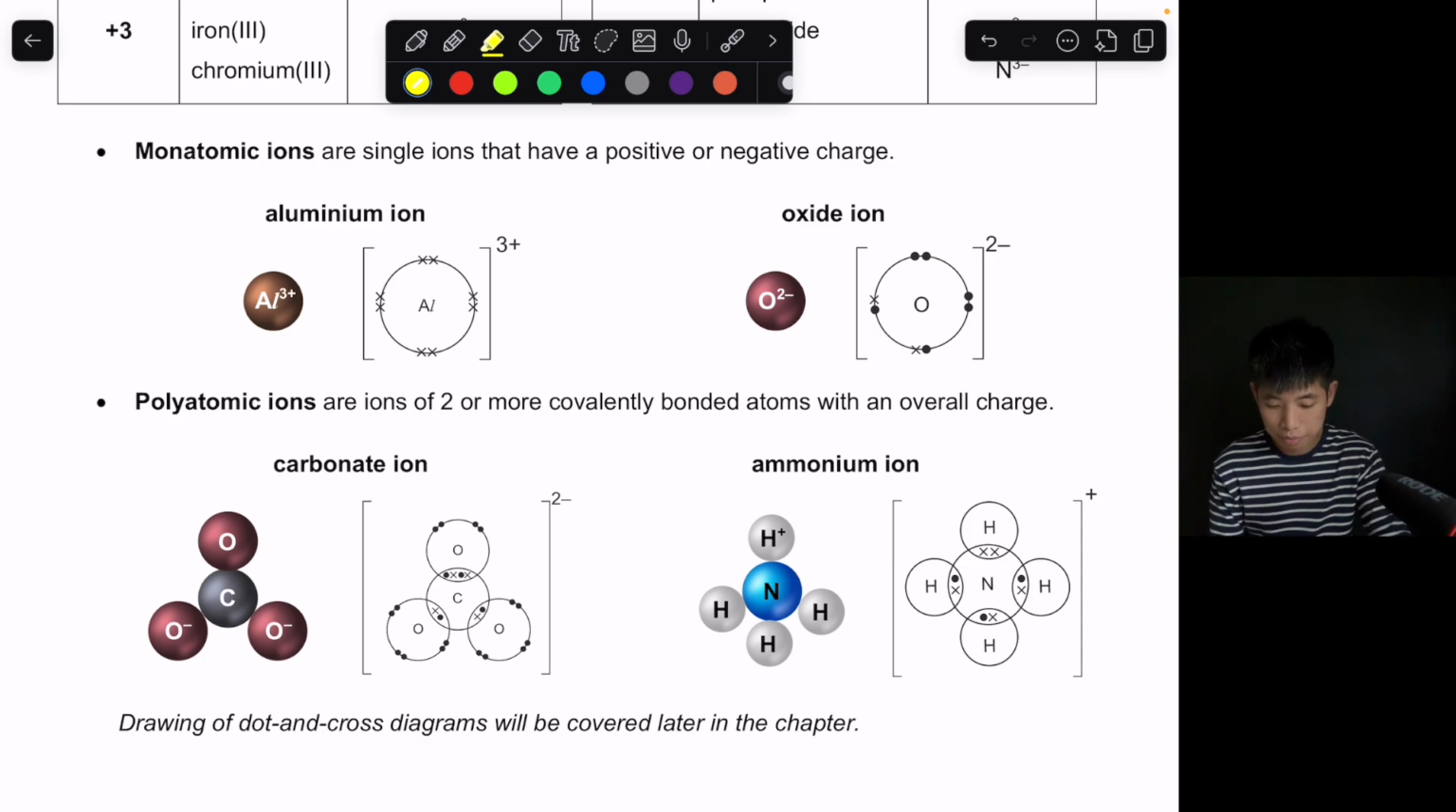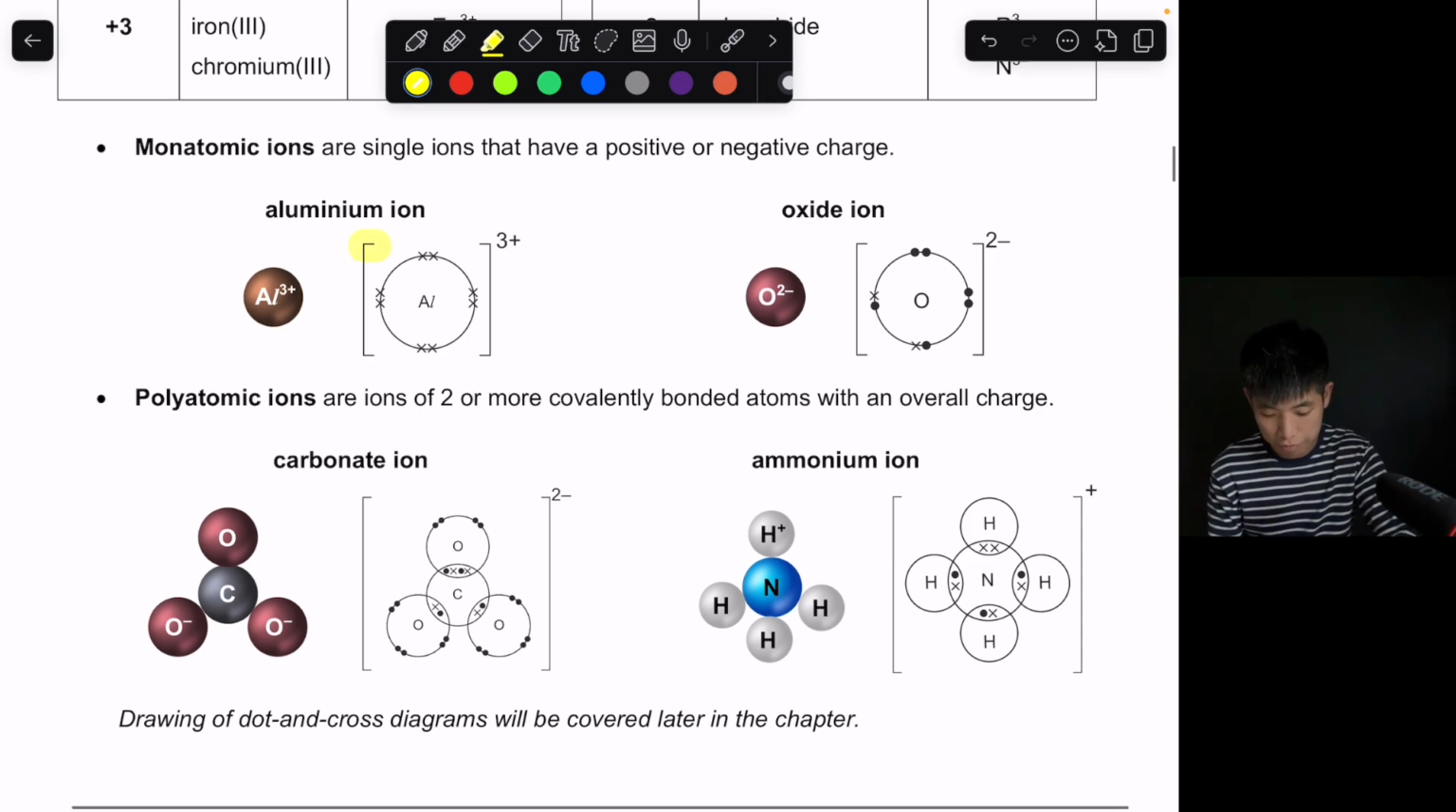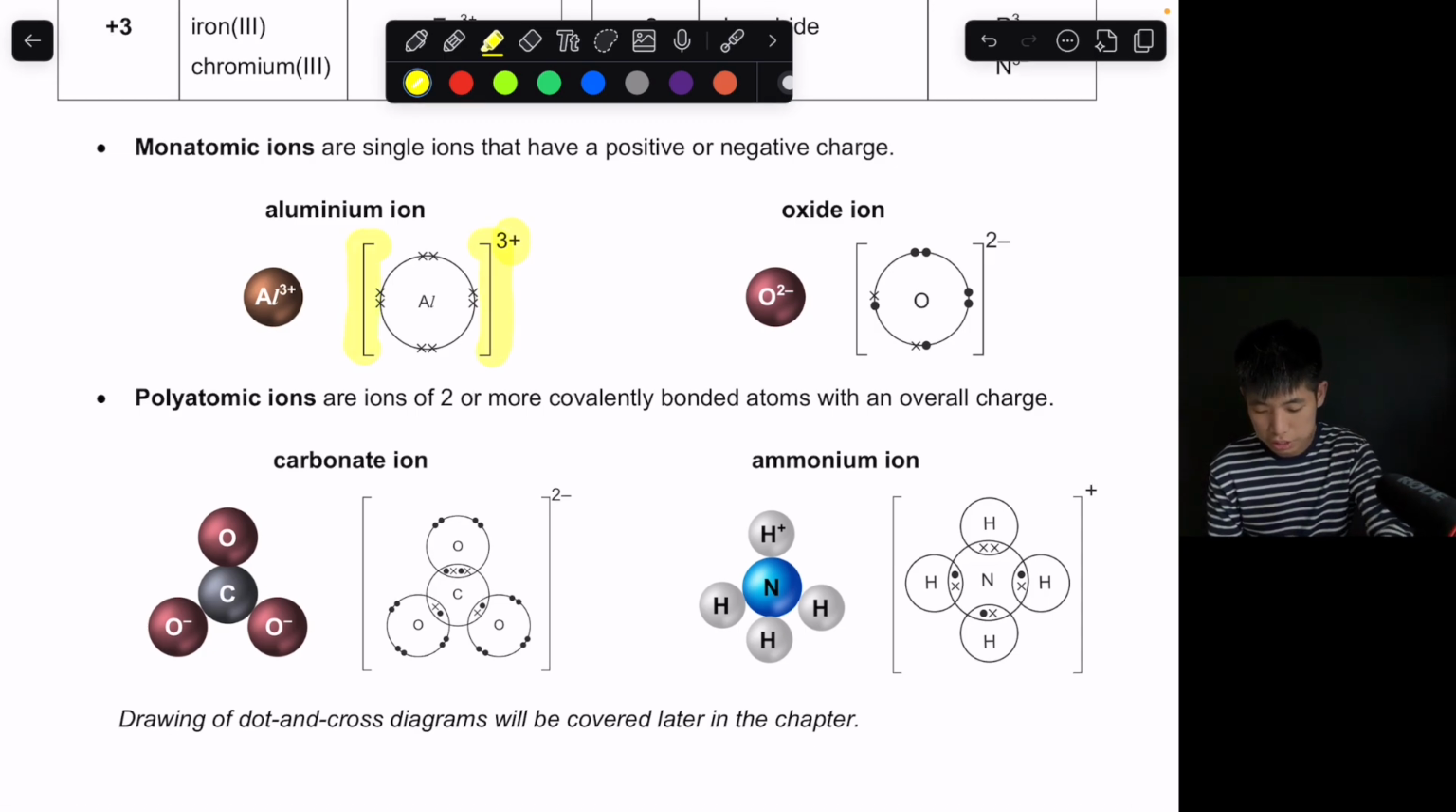So to summarize, when we draw the structure of ions, make sure you have the brackets, you have the charges, and for the electrons that are gained, make sure you use a different symbol. The monoatomic ions are quite straightforward. The polyatomic ones, you can see that there are more than one atoms that are joined together, and overall the whole thing shares a charge. The drawing of dot and cross diagrams as you see here will be covered again later in the chapter.